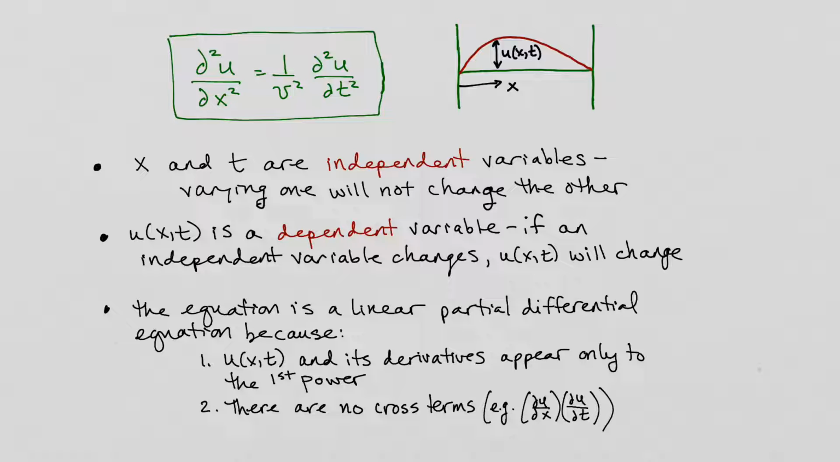Okay, so the equation is a linear partial differential equation, and that is because our u of x of t and its derivatives appear only to the first power, and there are no cross terms that pop up in there.